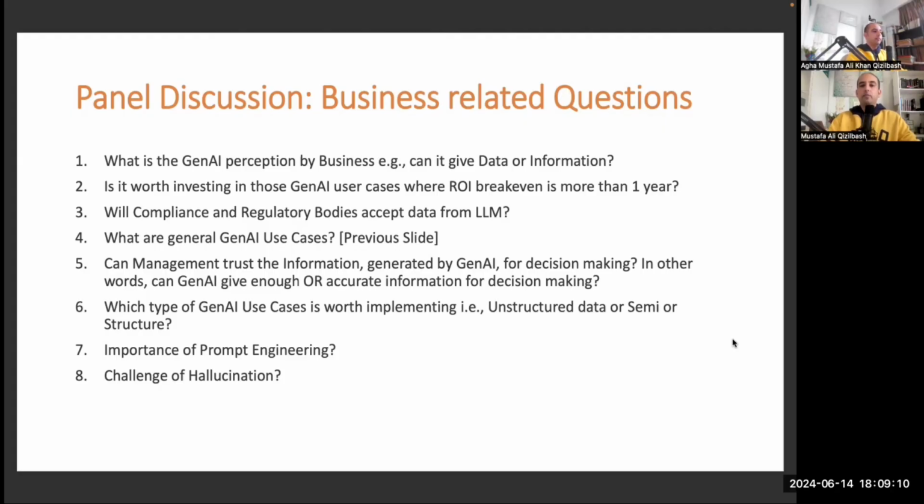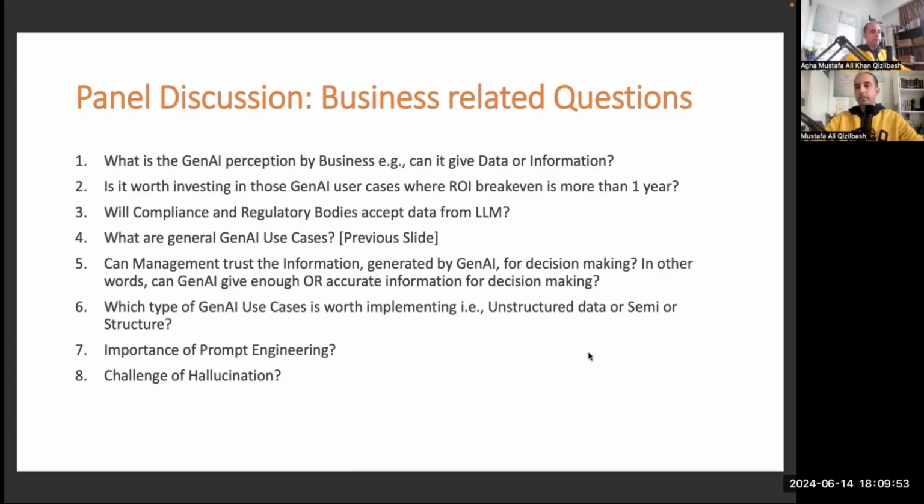Then, is it worth implementing structured, semi-structured, and unstructured data within GenAI? We are all working on unstructured data, but nowadays there are a lot of requirements where people are expecting to get structured data inside an LLM. How it works, we will discuss that. And last but not least is prompt engineering and the challenge of hallucination.